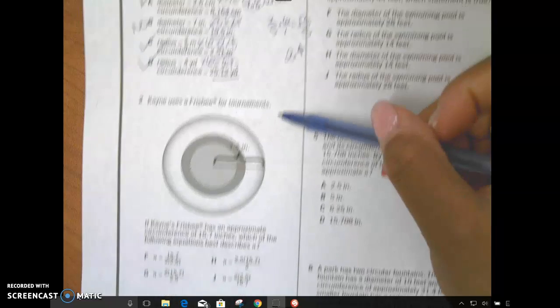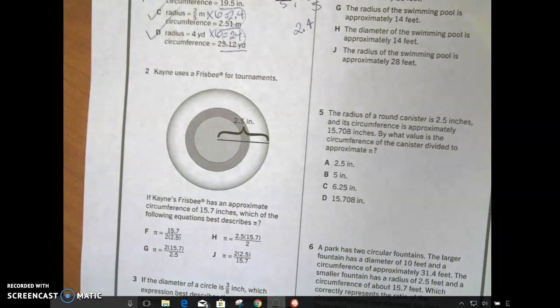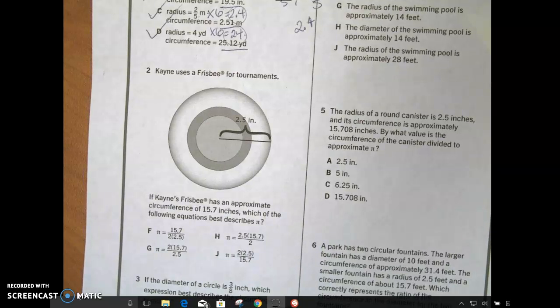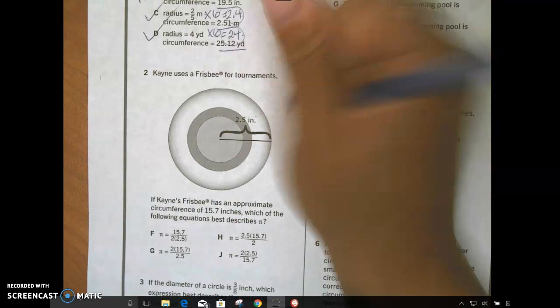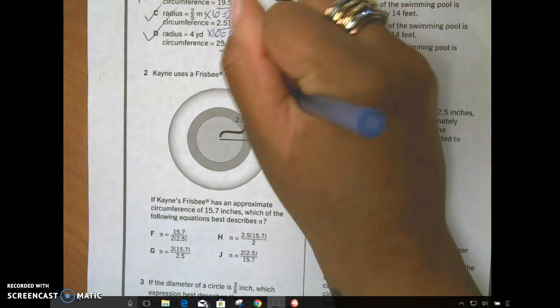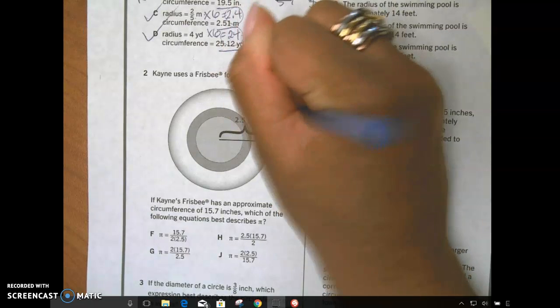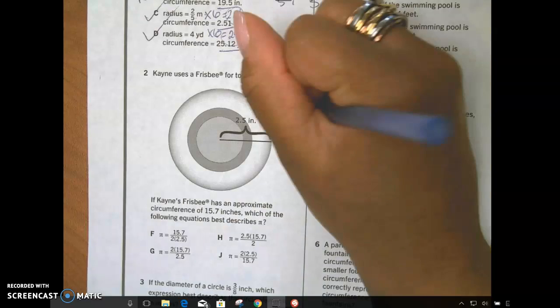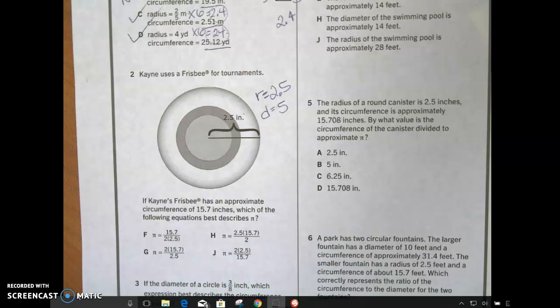Kane, almost called him Kanye, uses a freeze beam for tournaments. What did they give me? The radius. They didn't give me a circumference yet because I haven't read that far. So then what's my diameter? 5. How'd you get it? Times 2. Stay focused. Mouse should not be moving.